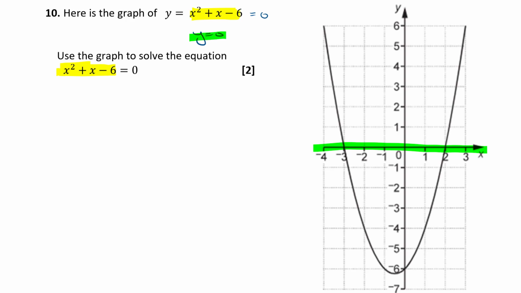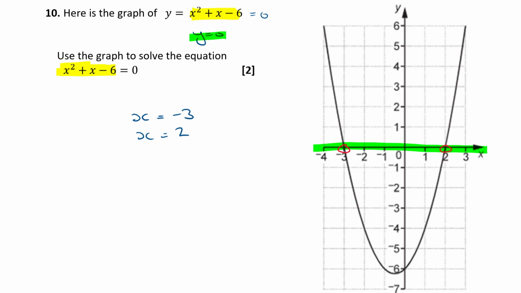So what you're trying to do is find the places on the graph where the graph crosses through that x-axis, which is there and there, isn't it? Okay. So we're going to have two solutions to this because it's a quadratic. One solution is just going to be x equals minus 3, the left-hand intercept, and the other one, x is equal to 2, is the right-hand intercept.